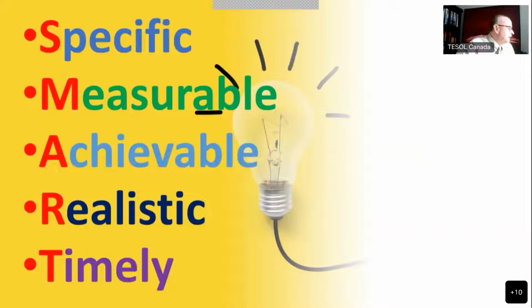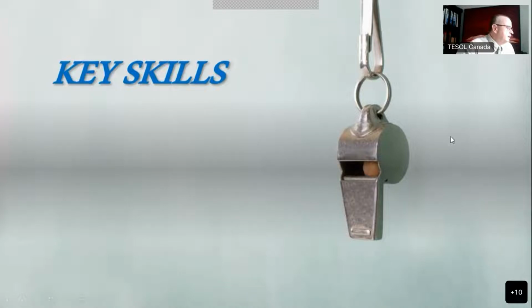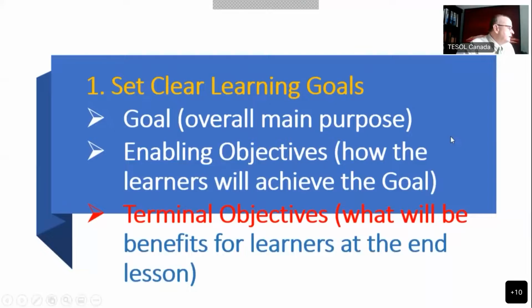MOOCs should be SMART. They should be specific, measurable, achievable, realistic, and timely. The key skills of a MOOC are to set clear learning goals, have an overall main purpose with enabling objectives, how the learners will achieve the goal, and terminal objectives, what will be the benefits for learners at the end of the lesson.